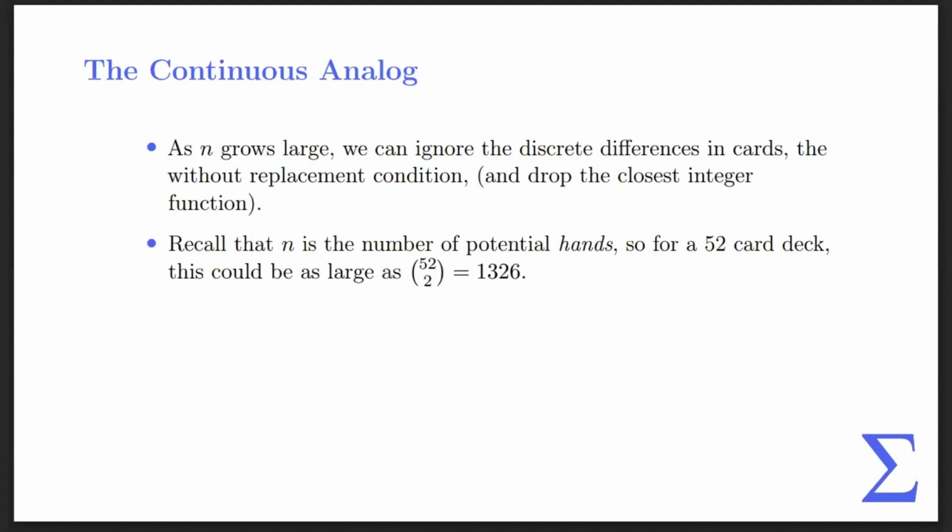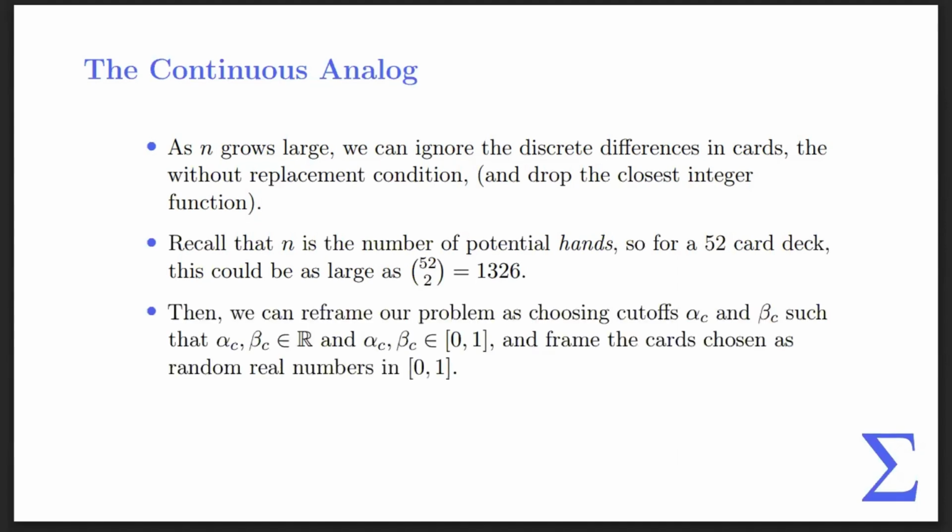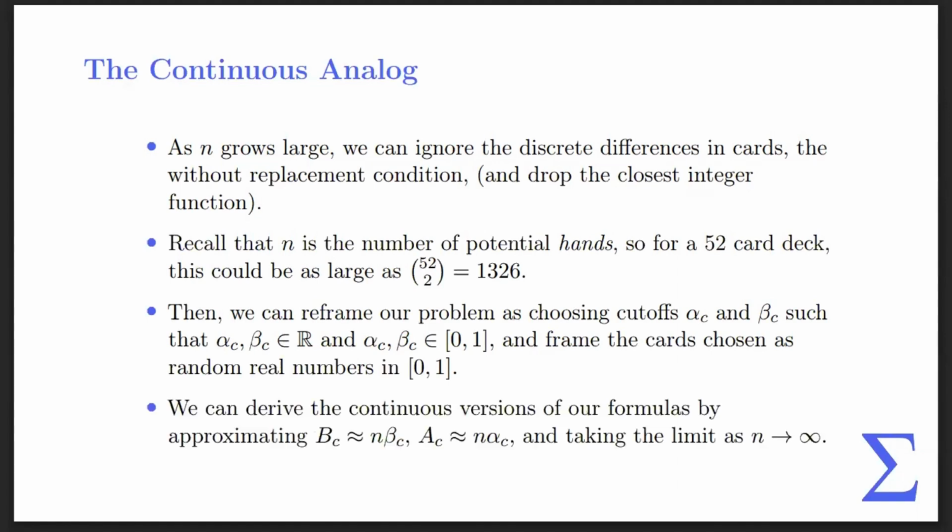So now we're going to reframe our problem as follows. We're going to choose cutoffs alpha and beta such that alpha and beta are real numbers in the interval 0, 1. And the cards are randomly chosen real numbers in the interval 0, 1. So we're essentially taking our whole problem from 1 to n and compressing it down into 0, 1. Then we can derive continuous versions of our formulas by making some approximations. So player B's cutoff is going to be about n times beta, and player A's cutoff is going to be about n times alpha, which makes sense because in the discrete version, the cutoffs range between 1 and n. So if we squish this between 0 and 1, b is about n beta if we take n large enough.